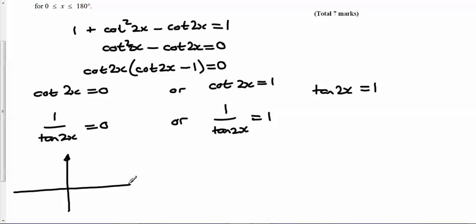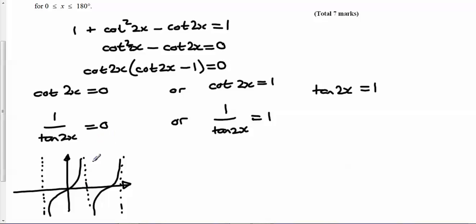I'm just going to quickly sketch the graph of tan, which has asymptotes at minus 90 and 90, and then repeats every 180 degrees. So there's another asymptote at 270. In order to get 0, we're going to have to do 1 divided by tan 2x. To make that 0, tan 2x has got to essentially be a pretty large number, and therefore we're looking for this bit where it starts going off towards infinity.